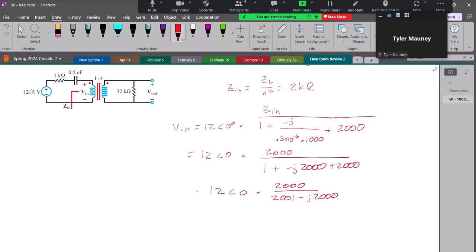Oh, this is not 1, this is 1,000. There's 1k. That makes a lot more sense. That should be 3,000. And I get that this equals 6.65 angle 0.588. That's not right. I'm in radians.